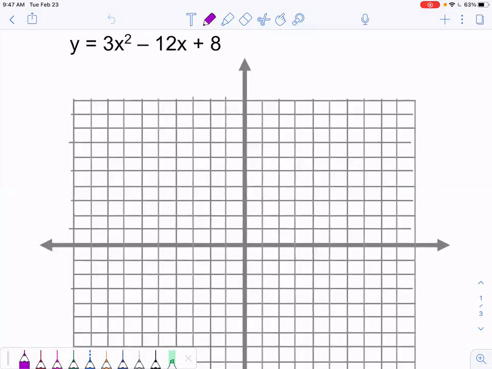First step, pick out A, B, C. Josh, A, B, and C, what do we got? A is 3, B is -12, and C is 8. Yeah, 3, -12, 8. Awesome. So that's the first step.